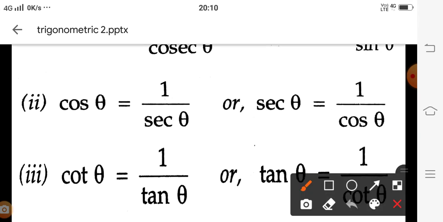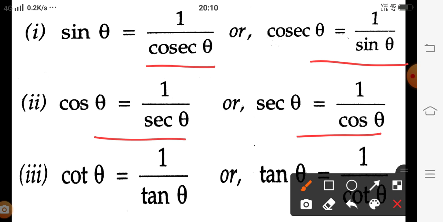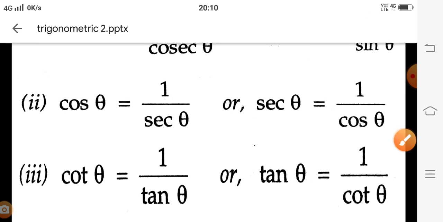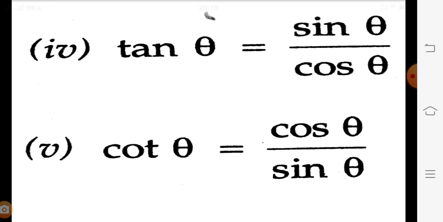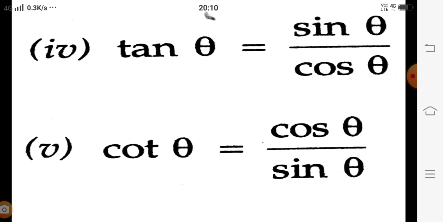And these also we know: sin theta is the reciprocal of cosec, cosec is the reciprocal of sin, cos is the reciprocal of sec, sec is the reciprocal of cos, cot is the reciprocal of tan, and tan is the reciprocal of cot. Then tan theta is also written as sin theta upon cos theta, and cot theta is written as cos theta upon sin theta, because these two are reciprocal of one another.